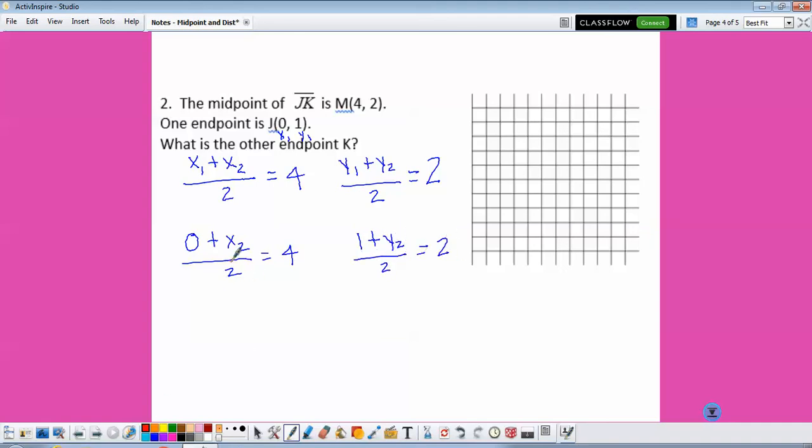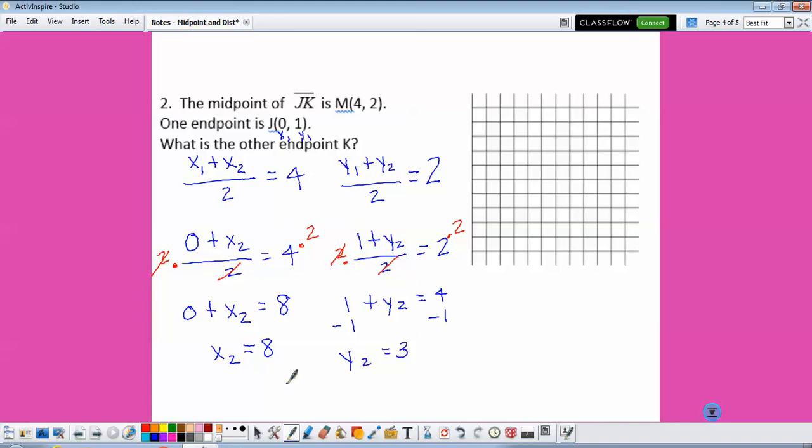And now we can solve both of these. To get rid of the 2 on the bottom, we're going to multiply both sides by 2. Zero plus x2 would just be x2, so that equals 8. Again, multiply both sides by 2 to get rid of the 2 in the denominator. 1 plus y2 equals 4, so we subtract 1, we get y2 equals 3, so the other endpoint would be at 8, 3.